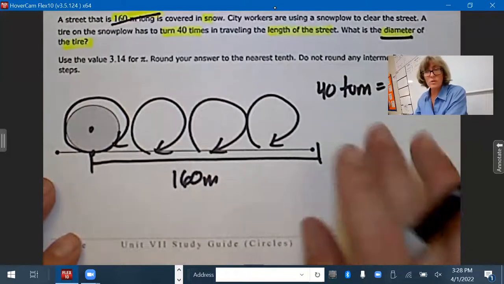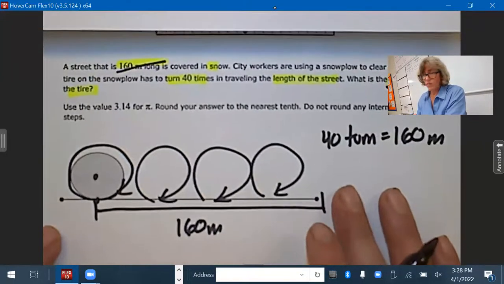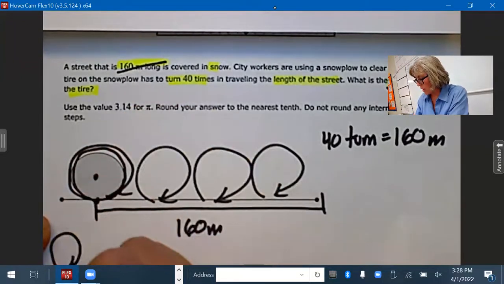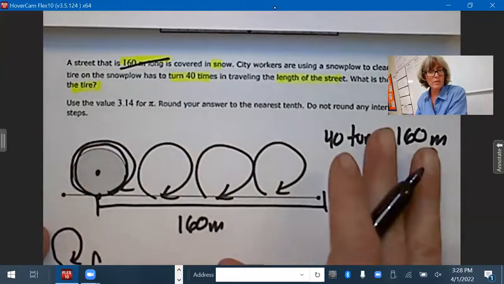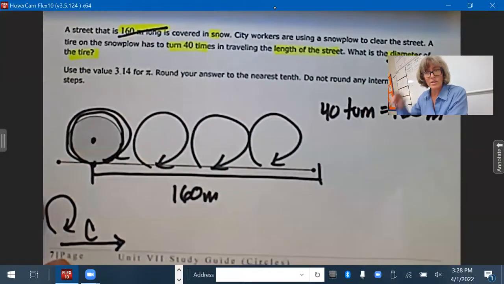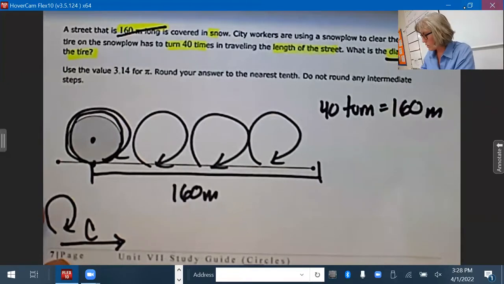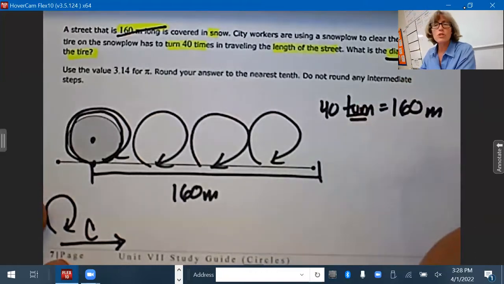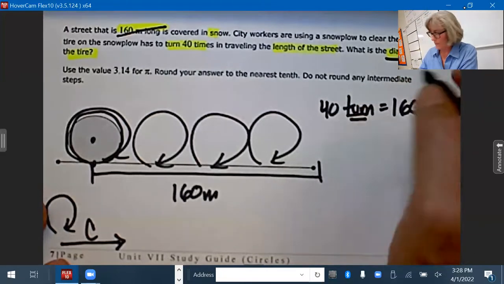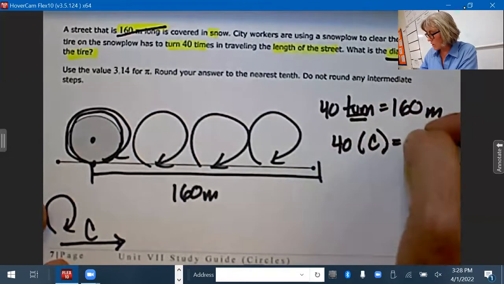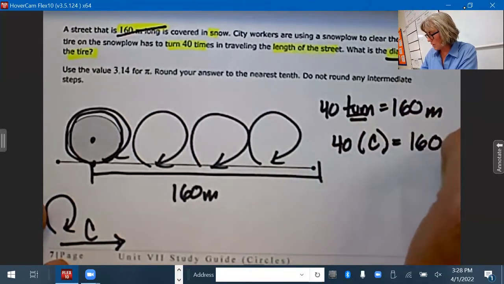The first thing you need to establish here is the fact that when a wheel turns, it's traveling the length of the circumference. That's the trick to the whole problem. When it says it turns or revolves, that is the length of the circumference. So turn and circumference are the same thing. So I have 40 circumferences equals 160.